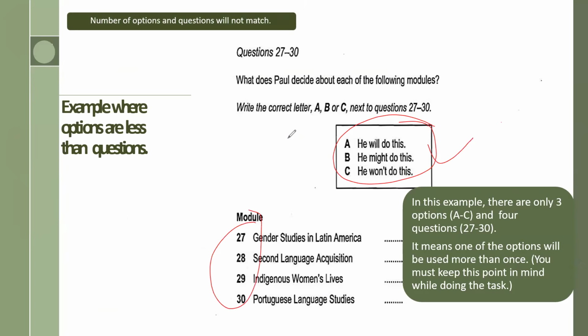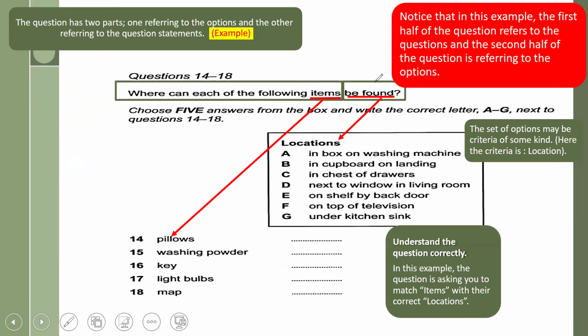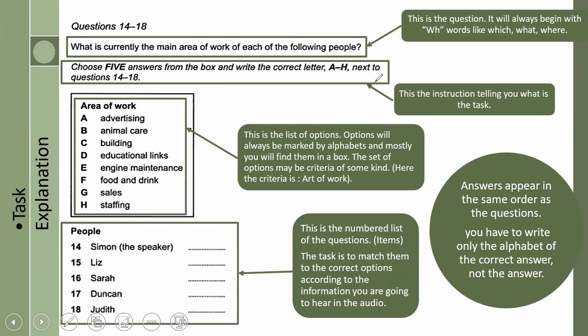So if questions are more than options, then one of the options, for example A, B, C, can be used twice, more than once. Any of the options like A, B, C, for example, for 27 you use A, then again for 29 you use A again. So for more than one question, you may use the same option. But when options are more than questions, then we can use each only once. We can't use it twice. So you need to understand clearly how many parts there are in all the questions.